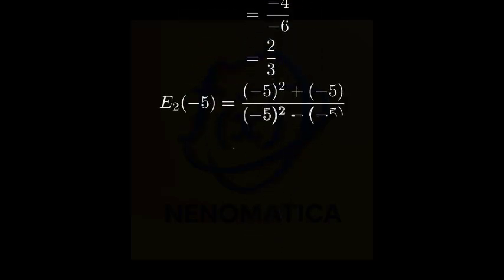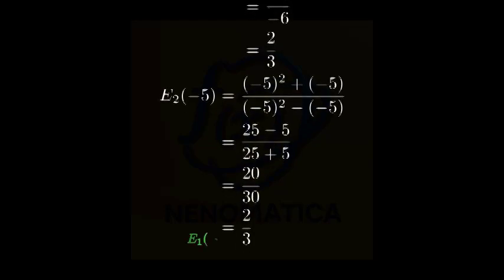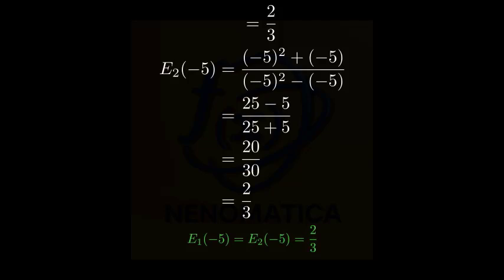For the second expression with x equals negative 5, we have negative 5 squared plus negative 5 in the numerator. Negative 5 squared is 25 plus negative 5 gives us 20. In the denominator, we have negative 5 squared minus negative 5, which is 25 plus 5, giving us 30. So we have 20 divided by 30, which simplifies to 2/3. Again, we see that both expressions equal 2/3 when x equals negative 5.